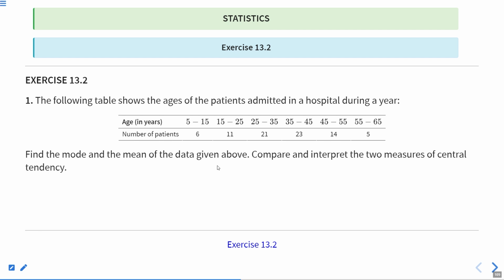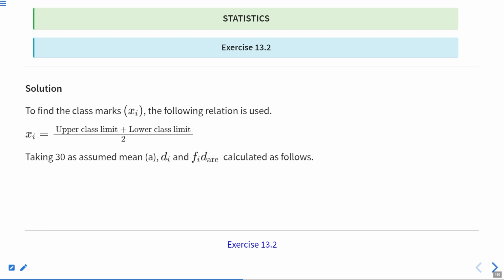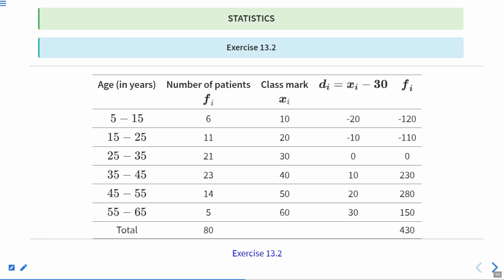Compare and interpret the two measures of central tendency. First of all, find the mean and mode. To find the class marks xi, the following relation is used: xi equals upper class limit plus lower class limit divided by 2. Taking 30 as the assumed mean, here a is 30, and di and fi di are calculated as follows.